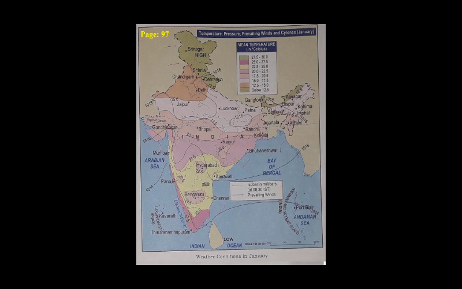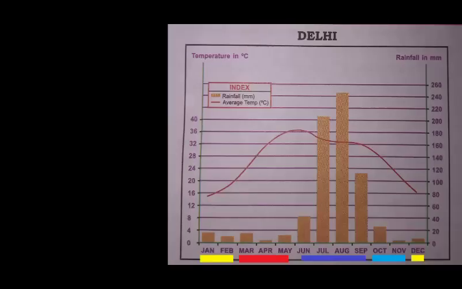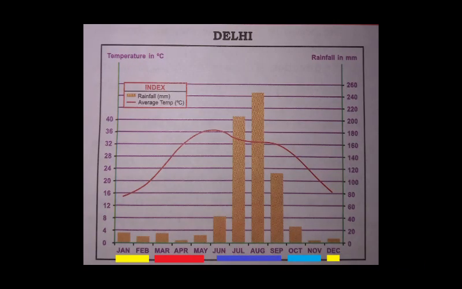Temperature is comparatively low. Now the graphs in page number 100 show data of four stations, that is Delhi, Chennai, then Cherrapunji and Kozhikode. Now come back to this Delhi's map. So we have already seen the map of temperature. If you want, you can go back and see that.